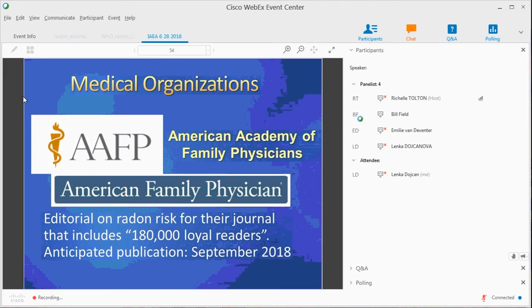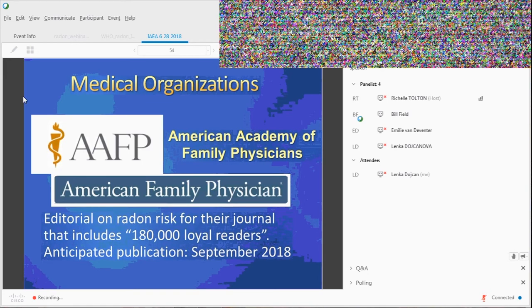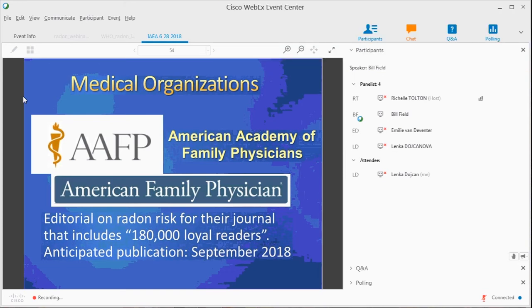What we're doing now is trying to work with medical organizations. In September, we have an editorial coming out that highlights the guide. It's going to be in American Family Physician, which goes out to 180,000 healthcare providers in the United States. So we're trying to do that kind of outreach, working with the American Academy of Pediatrics. They're interested in distributing the guide and updating the information they have for their training for physicians.